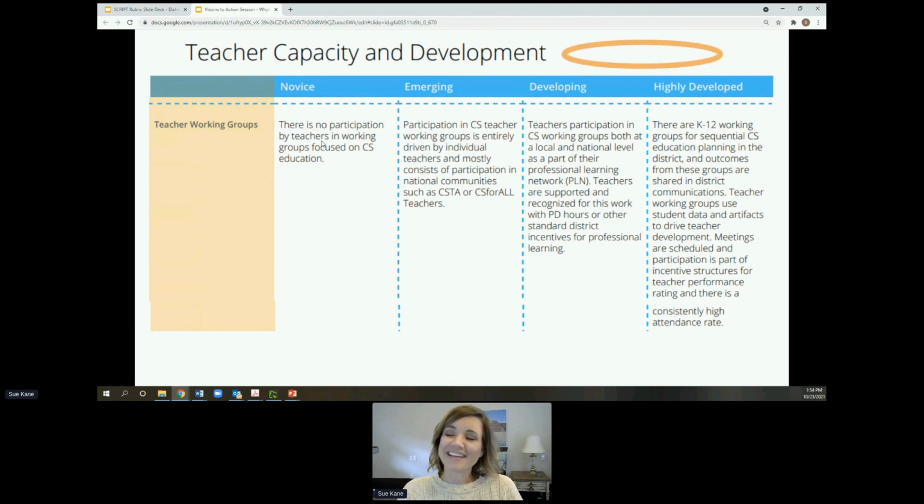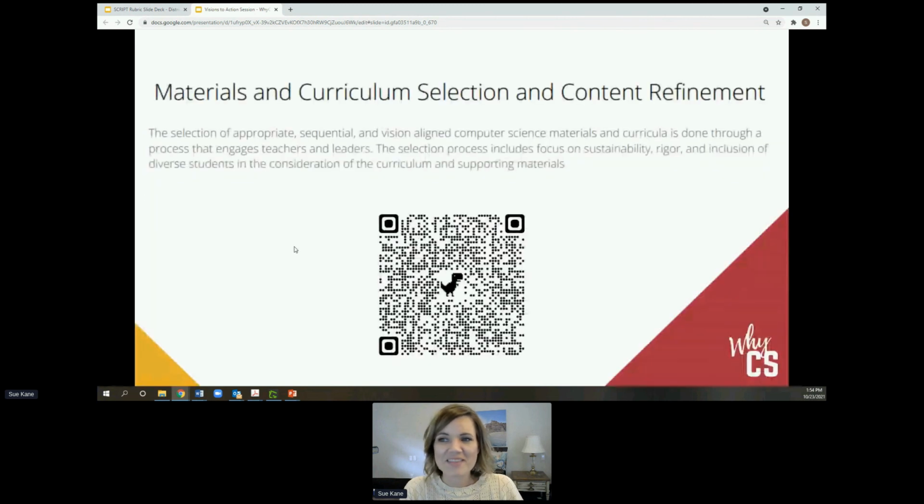I was showing you in our teacher capacity and development, we actually do use this rubric, and we allow them to go in and circle where they are. And then you also have something very visual to be able to say, okay, we want to move it from here to here, or we want to move it from here to here.